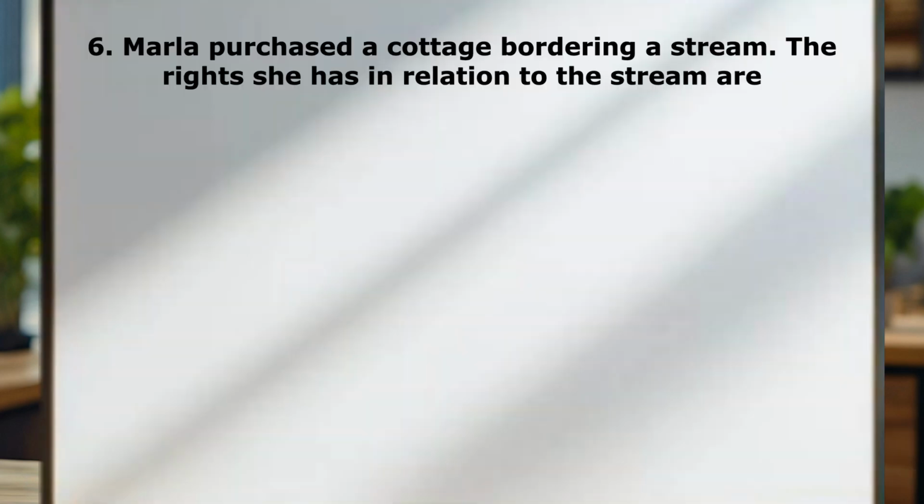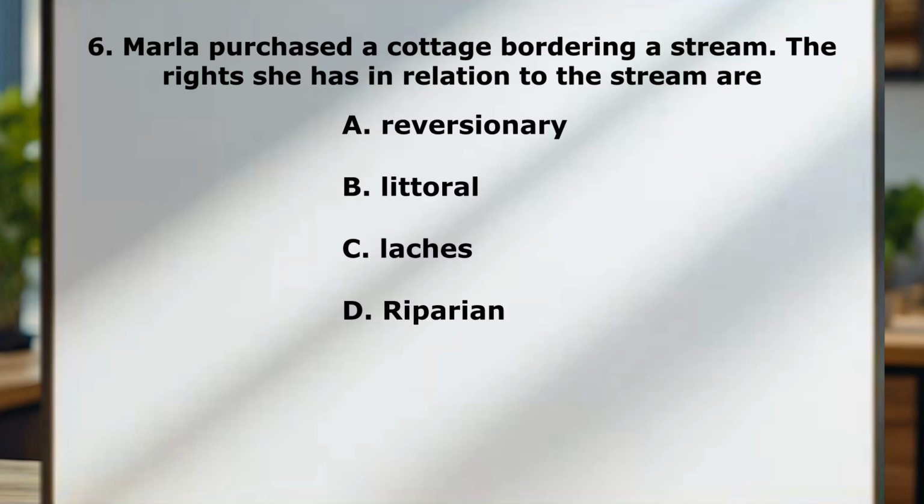Question number 6. Marla purchased a cottage bordering a stream. Oh, that sounds delightful. The rights she has in relation to the stream are A, reversionary, B, littoral, C, laches, D, riparian. The answer is D.